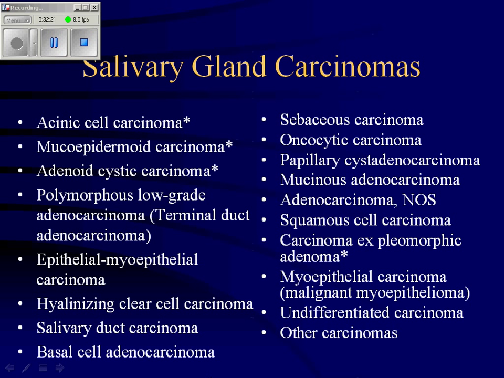So there are as many carcinomas as there are benign things. Like I said, salivary gland has just got a lot of stuff. The good news is that most of these are fairly rare. The ones with the asterisks are the ones that are actually the more common ones. So carcinoma ex pleomorphic adenoma is actually fairly rare, but it's important because it's why pleomorphic adenomas have to be taken out. These three, acinic cell, mucoepidermoid, and adenoid cystic, are the ones you really need to know about.